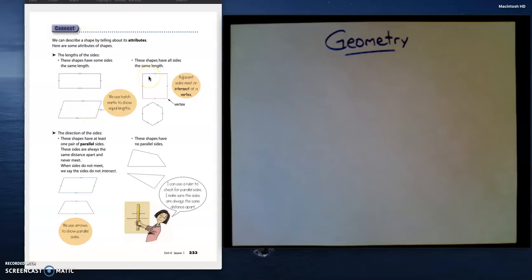These shapes have all sides the same length. So this is a square. All these sides are the same. This, I believe, is a hexagon. All the sides are the same. So this would be called a regular hexagon.